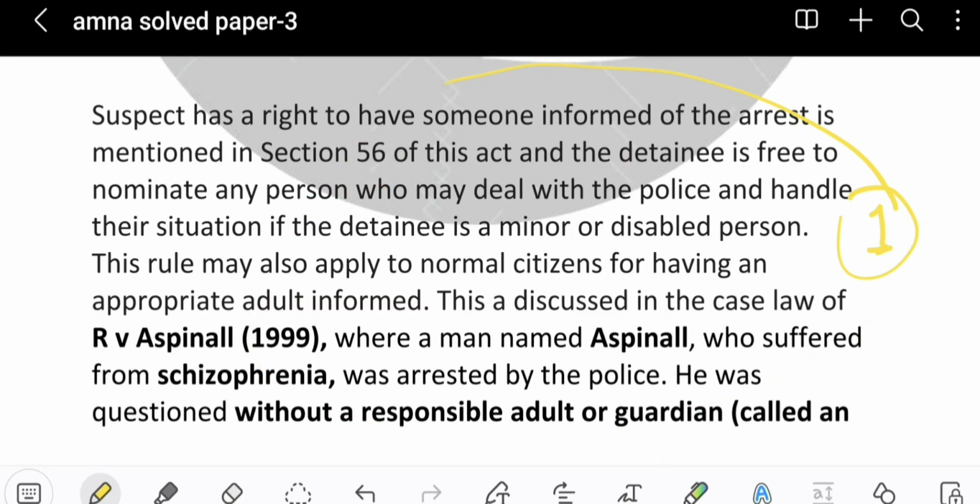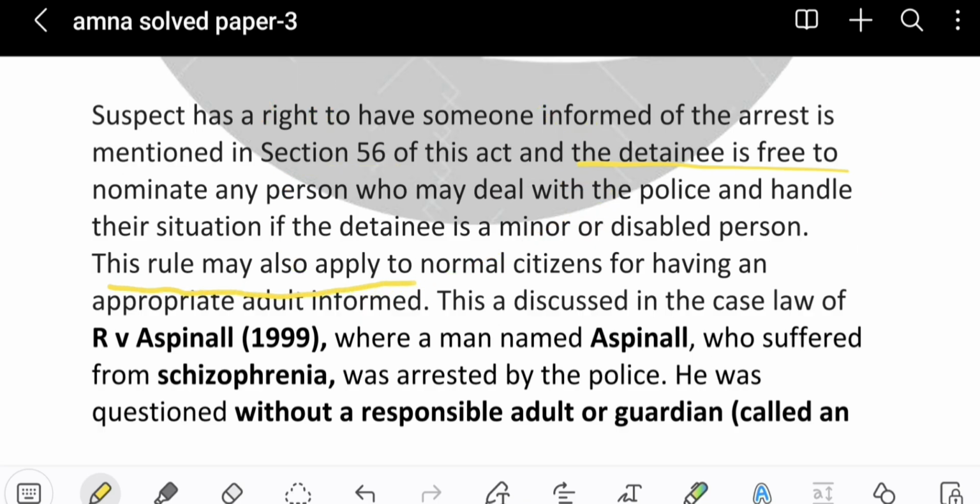Why? Because you have mentioned section 56 and also told that this section contains that the detainee is free to nominate any person who may deal with the police and handle their situation if the detainee is a minor or disabled person. So basically the line that starts from here to here is all about what is mentioned in section 56. So if you include section 56 and also tell that this section contains that the detainee is free and all of this from here to here, you will definitely get 1 mark from here. Now I will continue my answer.